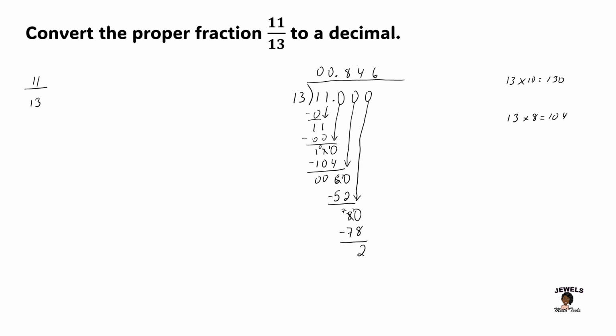And I'm going to stop there in my division and state that my 11/13 as a decimal number will be 846 thousandths, or 0.846. And I'm going to indicate that this is to 3 decimal places. So I stopped at 3 decimal places, which means I didn't complete my division. So I will indicate that in my answer as well.